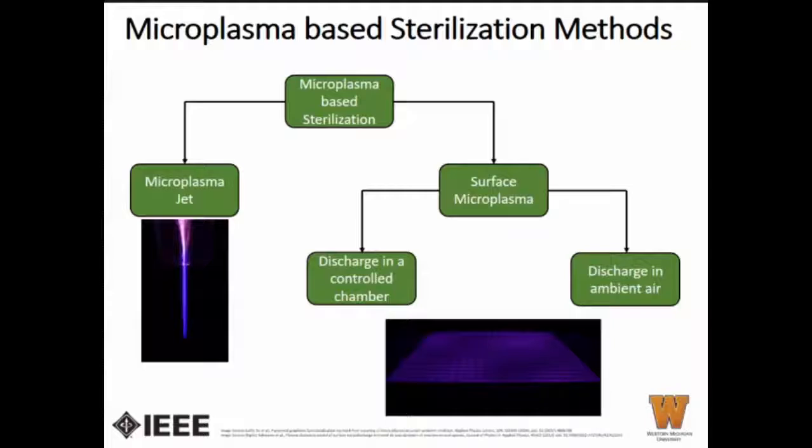Microplasma-based sterilization methods can be categorized into more subgroups. One of them is the microplasma jet. In this case, at the nozzle, there is an electrode to create a very high electric field, and since it is a jet, there is a need for a flow of gas. You need to have control of the flow of the gas to form the glow of this plasma, and again, that adds to the complexity of the system.